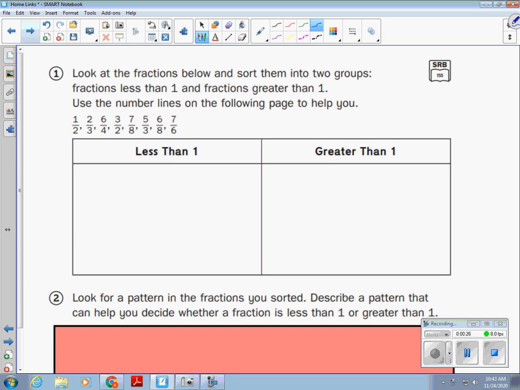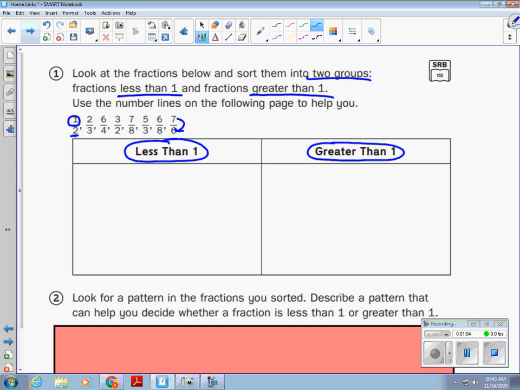So if I look at this and I say I'm going to go into two groups, and one has to be less than 1 and one's going to be greater. So here we have our less than 1. Here's the greater than 1. Okay? And boys and girls, when we're looking at fractions that are less than 1, we always look at that denominator. And if our numerator is less than our denominator, it's going to be less than 1. If our numerator is greater than our denominator, then it's going to be greater than 1.